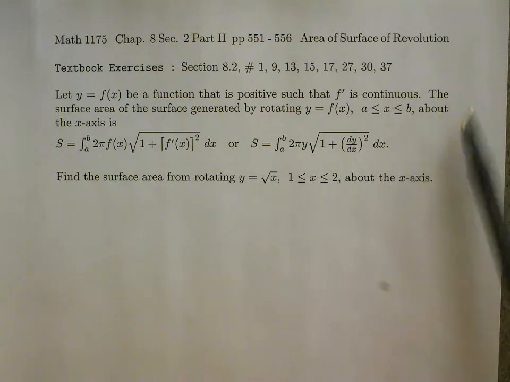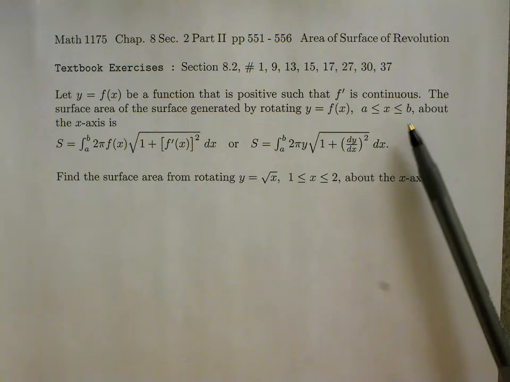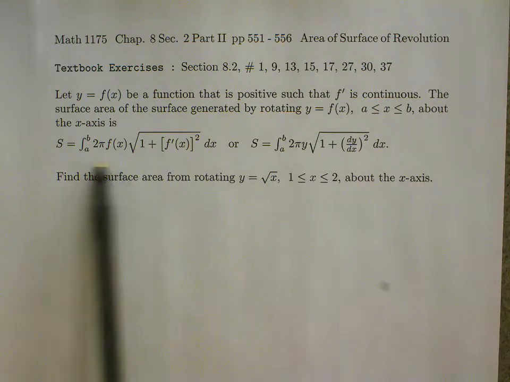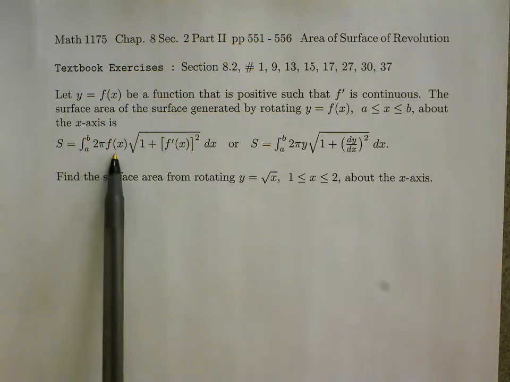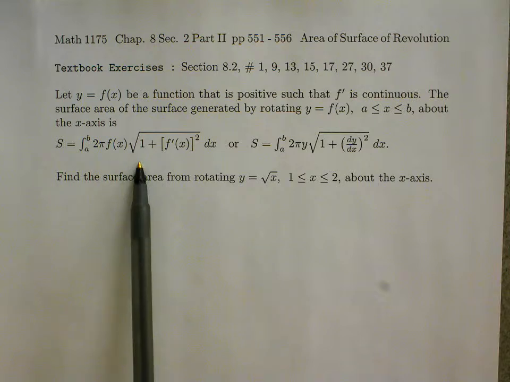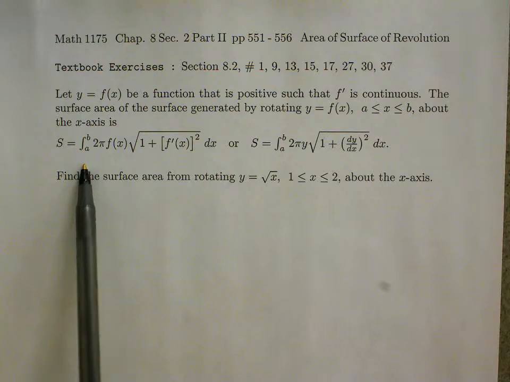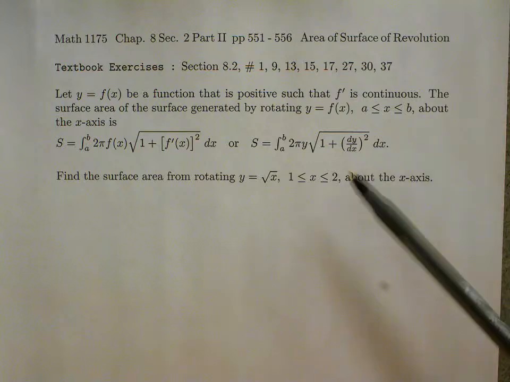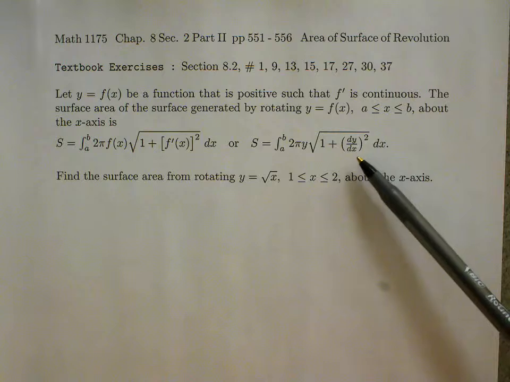The surface area of the surface generated by rotating y equals f of x on the interval from a to b about the x-axis is this formula. It's the definite integral of 2 pi times f of x times the square root of 1 plus f prime of x squared, from x equals a to x equals b. And then the Leibniz notation, if y equals f of x, instead of writing f of x, you can just put y. And instead of f prime of x squared, you can write dy dx squared.